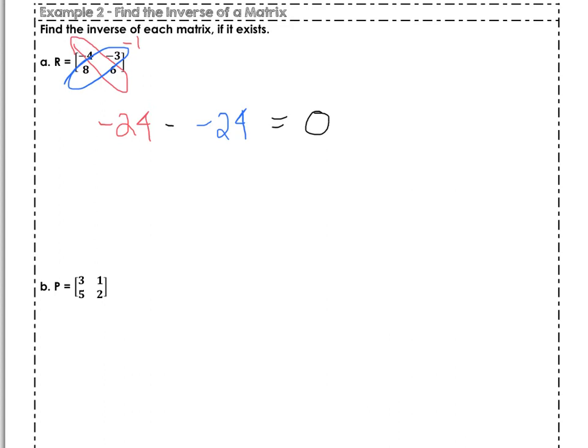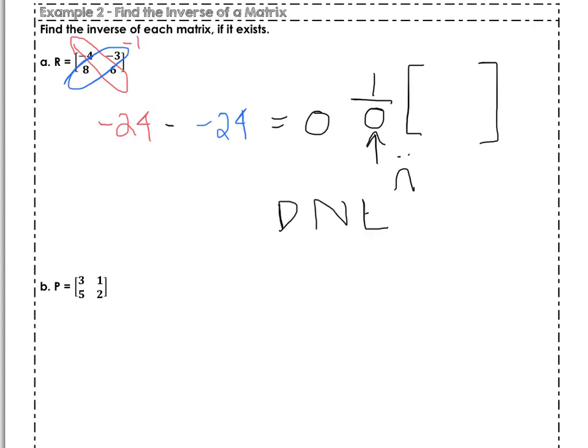I want us to think about why the matrix's inverse does not exist. Think about it. When we're doing an inverse, we're dividing everything by the determinant. Can we divide by 0? I think not, so it does not exist. A mathematical way of saying D and E does not exist.